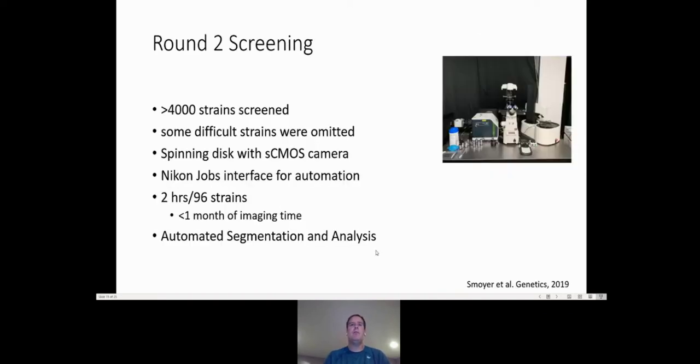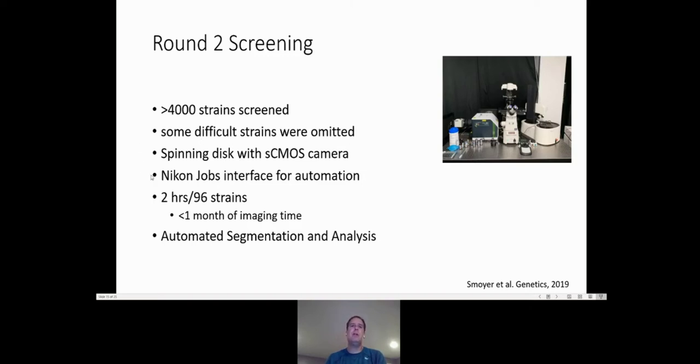We started a second round of screening, and since we wanted to screen so many more proteins, we wanted to try to automate things and speed them up a little bit, so we didn't commit so much time to this. Part of this was we just had to eliminate some of the more difficult strains to grow and to image.